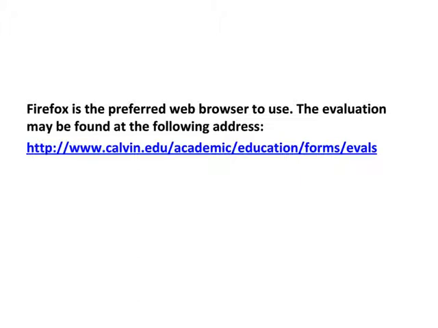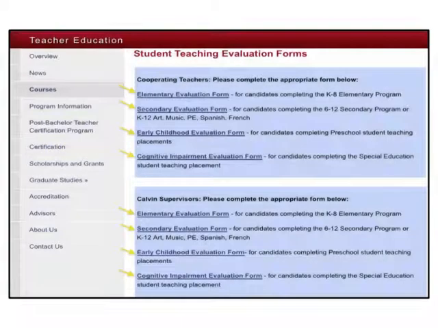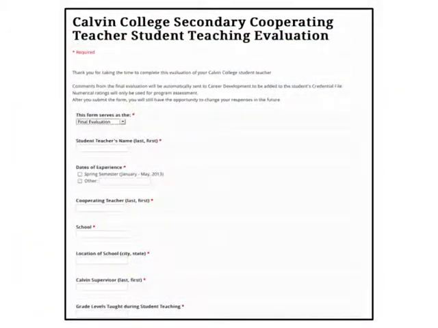Firefox is the preferred web browser to use. The evaluation may be found at the following address: www.calvin.edu/academic/education/forms/evals. Once at this site, please click on the appropriate link. Your browser will bring you to a page like this.